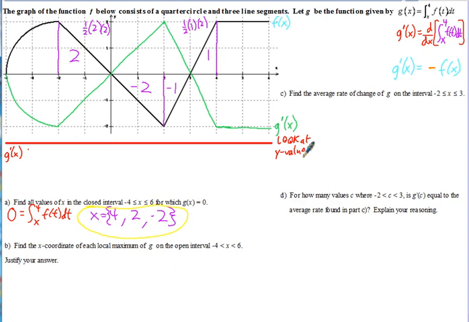So we've got negative y values until 0, and then we've got positive y values in green there until 3, and then negative for the rest of them until 6. So now we can see that g of x will be decreasing, increasing, decreasing. So we can see we have a local maximum right there at 3.